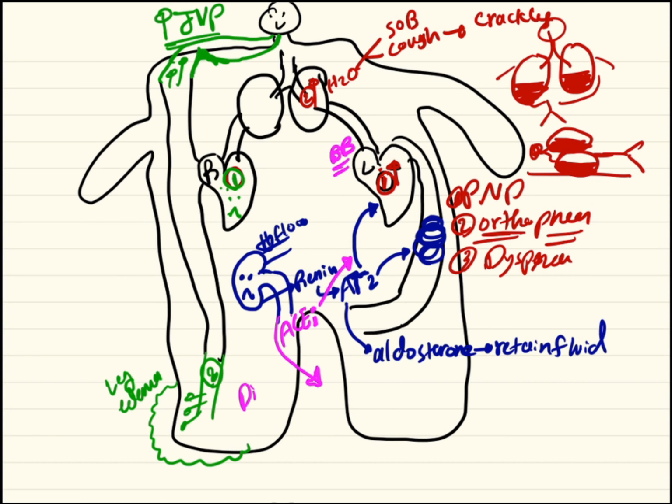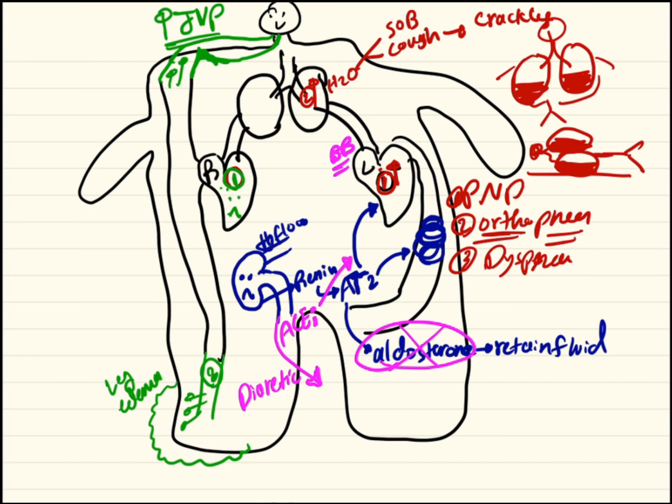We use diuretic because we want to get rid of the fluid. There's a lot of fluid in the system. Our goal is to get rid of it. Or we can block the aldosterone by adding aldosterone antagonist like spironolactone. Okay?